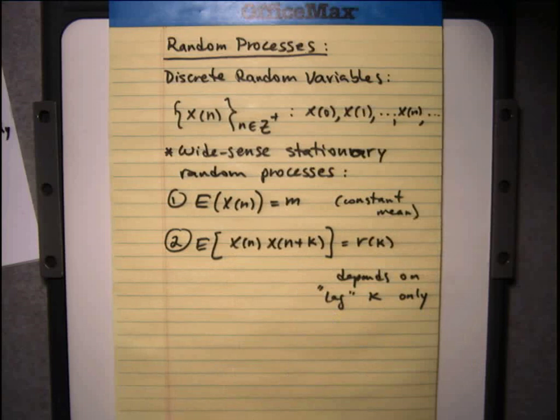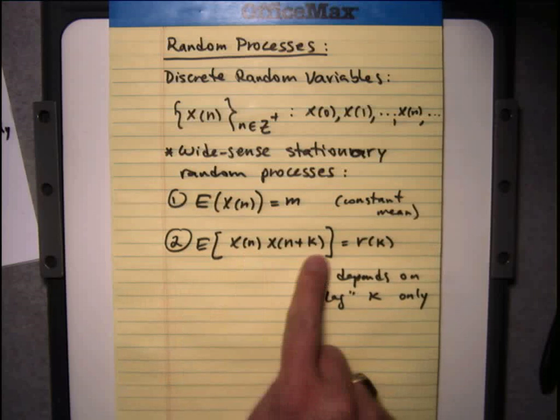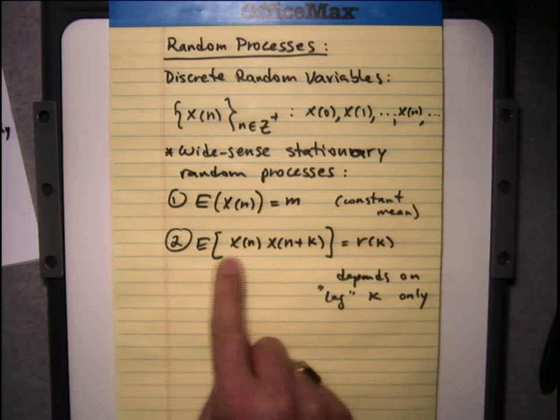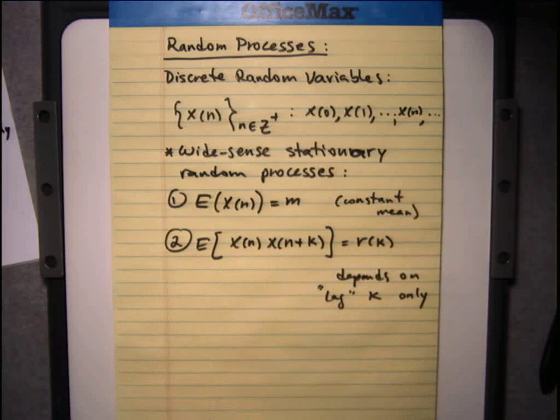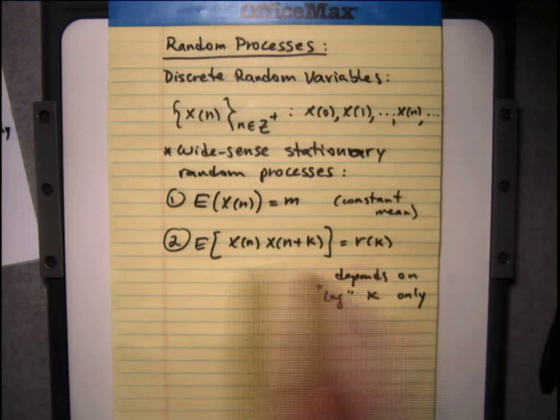So for instance, the expected value of x of 1 times x of 11 would be the same as the expected value of x of 10 and x of 21. Because they're both 10 spaces away, as long as that space is preserved, it doesn't matter where the two samples occur, the covariance between them is always the same, and only a function of the separation between the two samples in time.